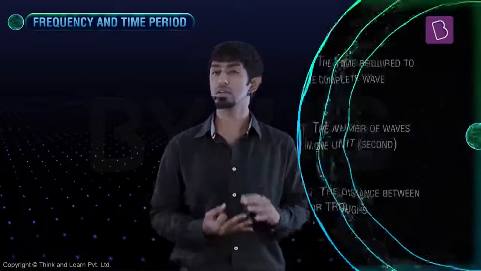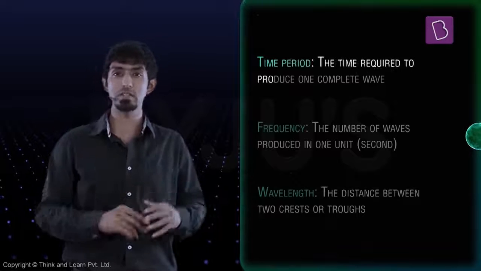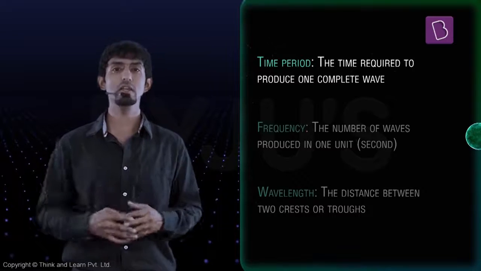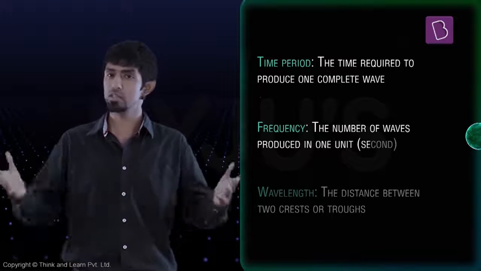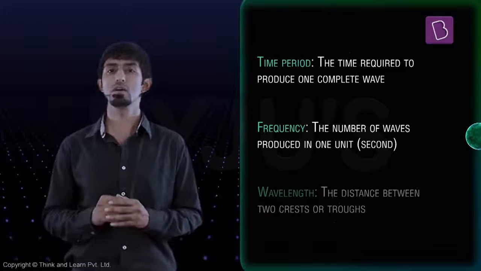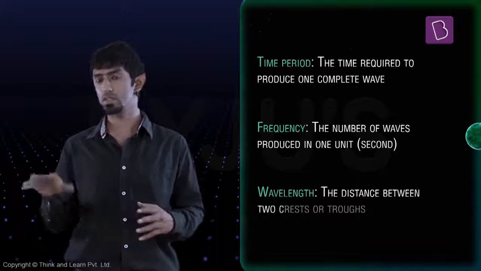So we've defined 3 quantities here: time period, the time one wave takes to complete; second, the frequency, which is the number of waves in a particular unit of time, usually a second; and wavelength, which is the distance between two crests or two troughs.